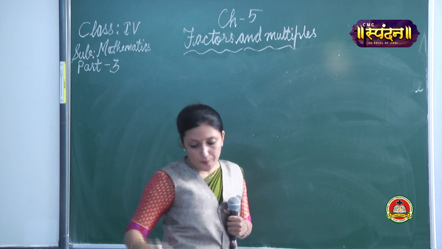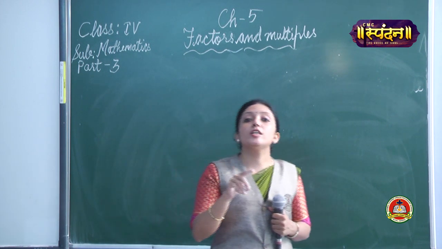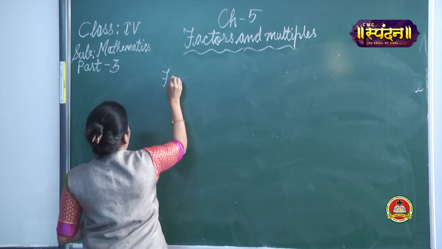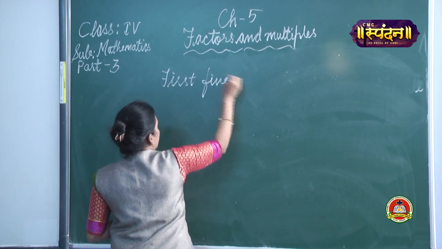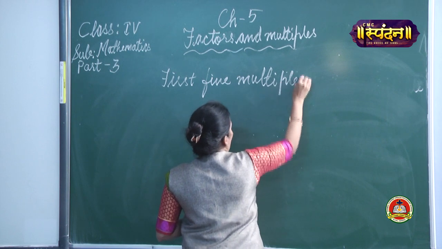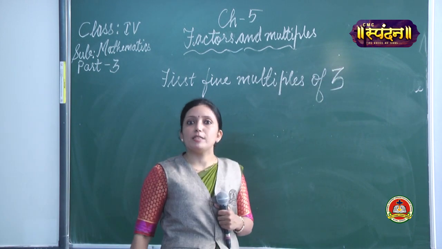So, now let us see, if I am telling you find out the first 5 multiples of 3. First 5 multiples of 3. How will I find out the first 5 multiples of 3?